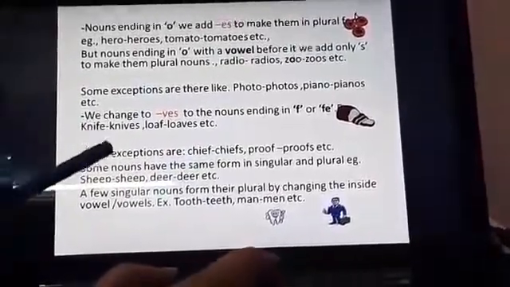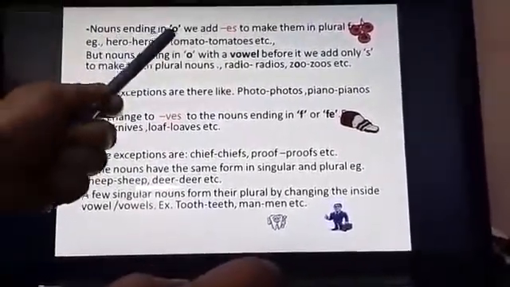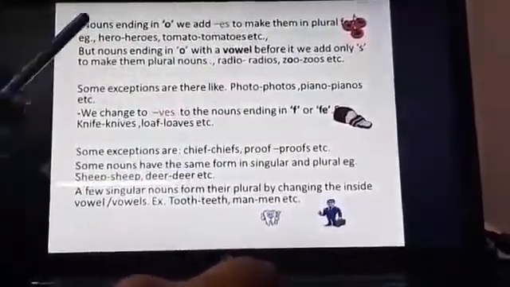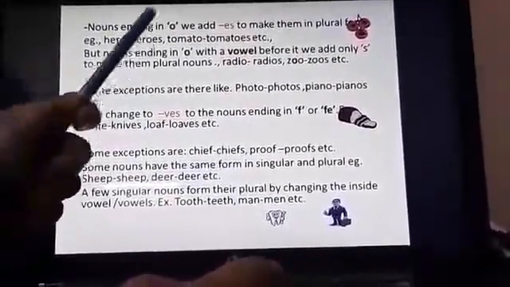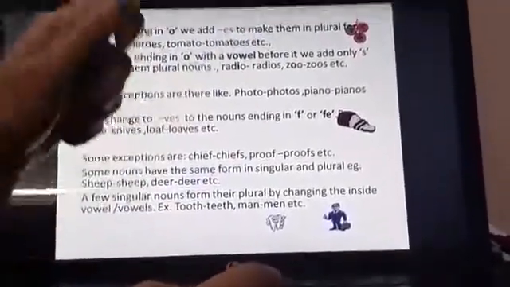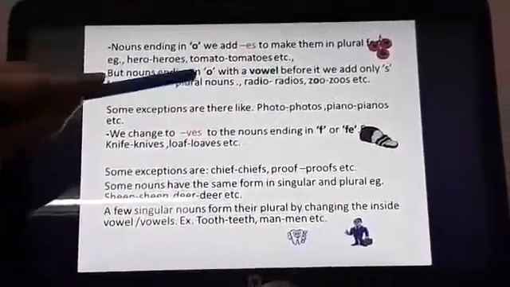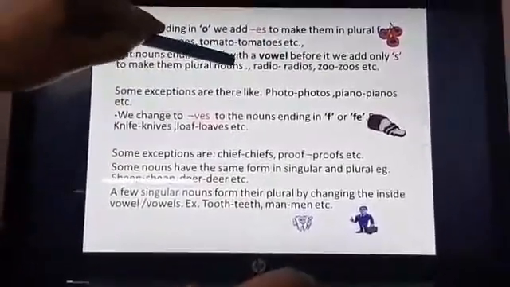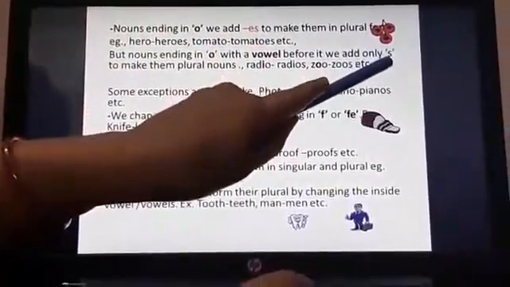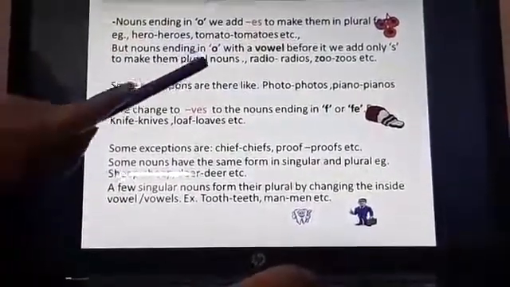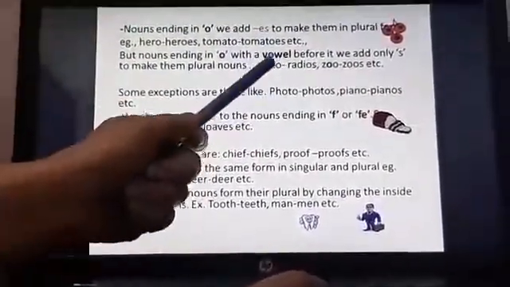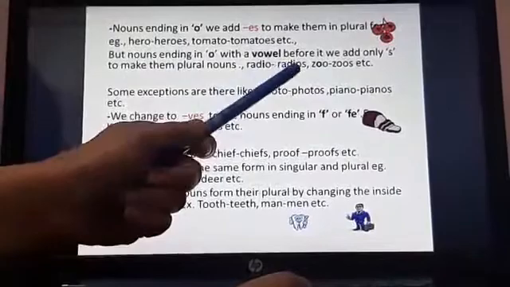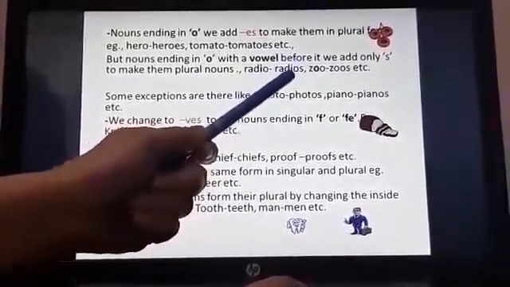Now there is one more rule. Nouns ending in o, we add es to make them plural. Example, hero, heroes, tomato, tomatoes, etc. Now again, if the noun is ending with o but there is a vowel before it, again we will add only s to make them plural. Radio, before o there is i. So i is a vowel. So radios, we will only add s.